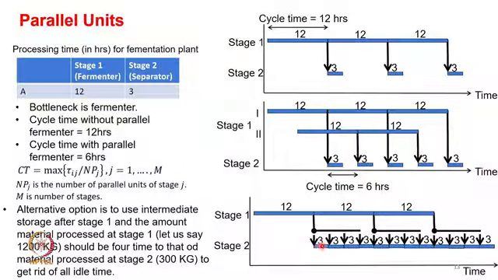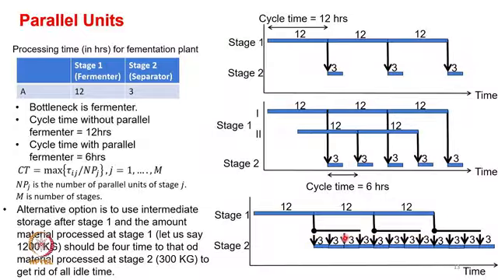As soon as the operation of stage 2 is completed, whatever is there in your storage, you can pass it on to stage 2, and you can keep on operating without any intermission. In this case, you can see there is a larger intermission, which eventually results in more cycle time. Here, of course, the cycle time is reduced, but there is some intermittency.